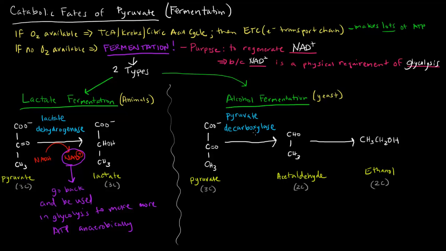How did we lose it? The way it was lost was as carbon dioxide. So when yeast undergo alcoholic fermentation, CO2 comes out. This process here is how beer is made. So once we have this acetaldehyde, this 2-carbon aldehyde group, we're going to turn it into ethanol.